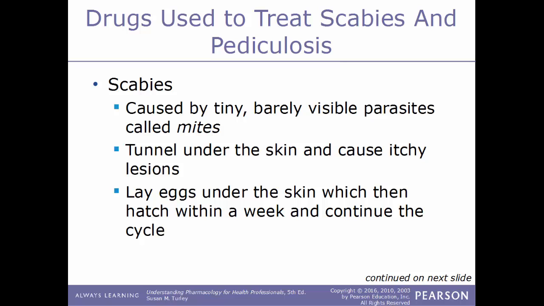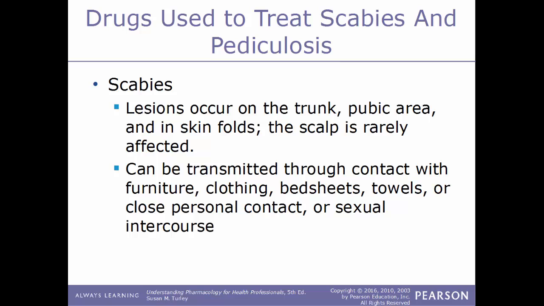This is caused by tiny, barely visible parasites called mites, and they will tunnel underneath the skin and cause itchy lesions. And they also will lay eggs under the skin, which then hatch within a week and continue the cycle. Now, these lesions occur on the trunk, the pubic area, and in skin folds, but the scalp is rarely affected. And these can be transmitted through contact with furniture, clothing, bed sheets, towels, close personal contact, or sexual intercourse.